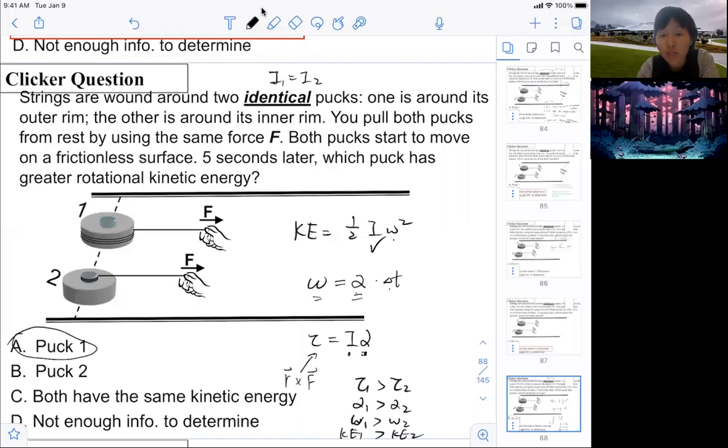What causes energy input? A force? Force has to do work. So in this case, it must be that one has more work done to it. Does that make sense? You're pulling them with the same force. How come one has more work done on it?